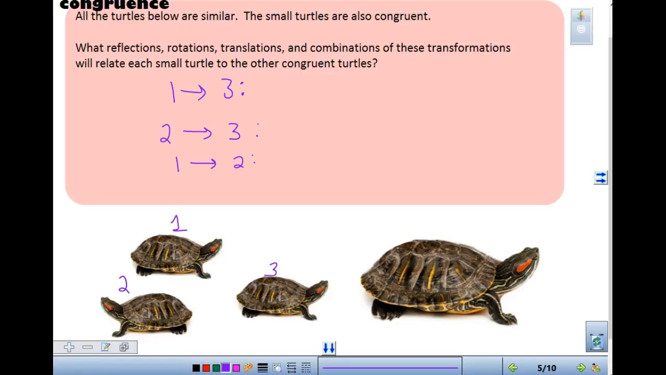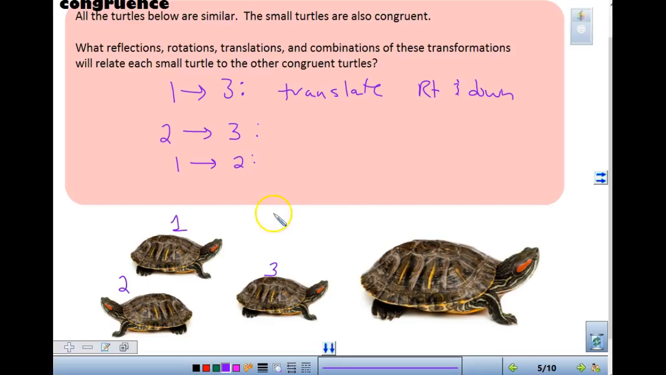Zach, what'd you guys say? Translation. So we would translate it. We're going to slide it to the right, and down. Right? Would you explain it that way? Okay. We went to the right and we went down. Okay. If I'm looking at 2 to 3, what am I looking at for 2 to 3?